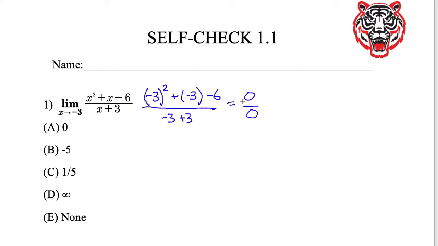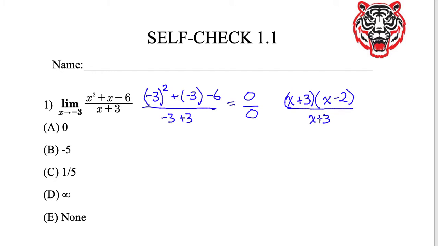Indeterminate form means factor, cancel, plug in. That's just one of those flashcards, one of those things you have to have memorized. Factor, cancel, plug in. So I factor the top using Ninja Star. I'm using Ninja Star in my head, and I see that this is going to be x plus 3, x minus 2. All this is still divided by x plus 3.